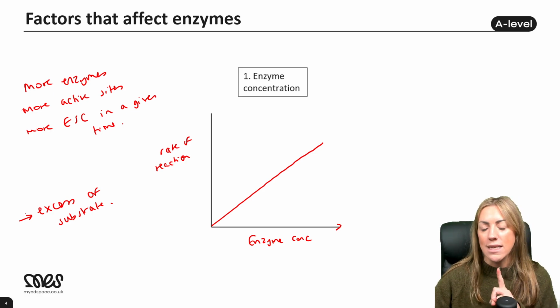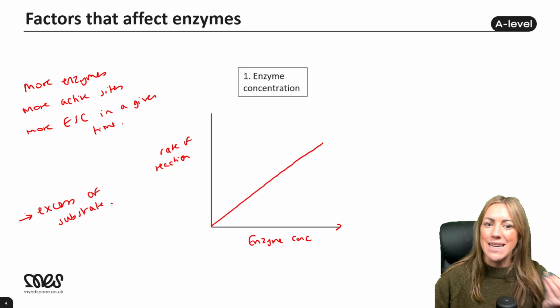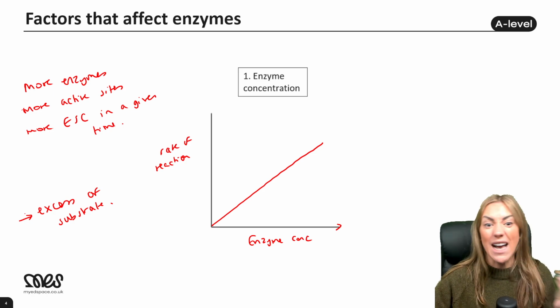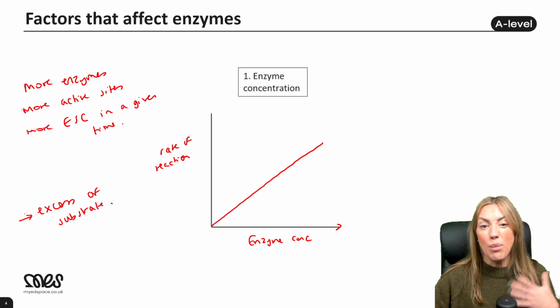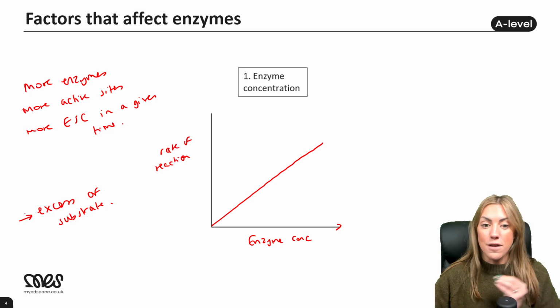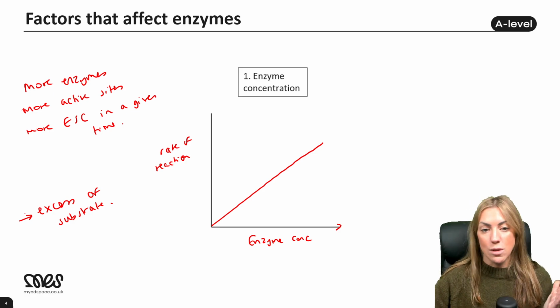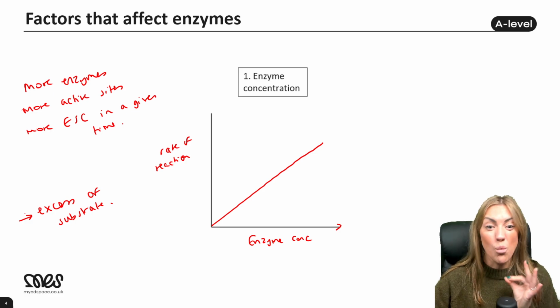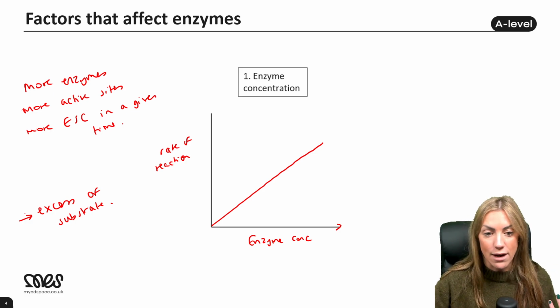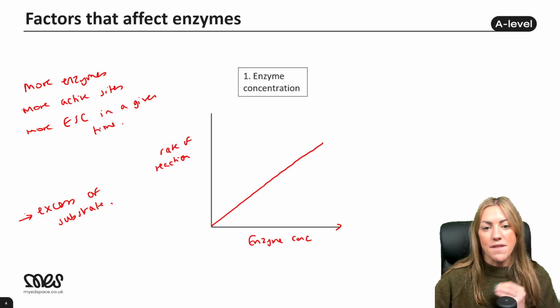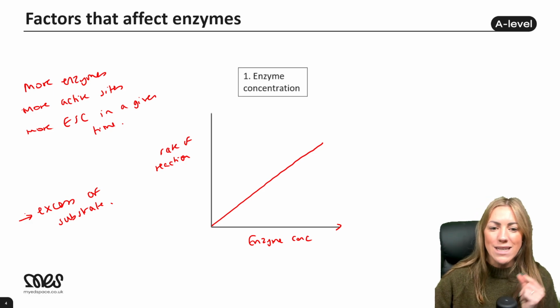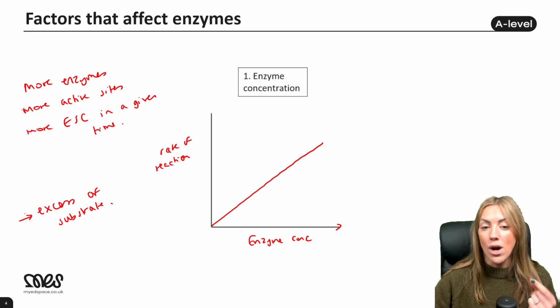So bear that in mind, because once all the substrate has been converted to product, the reaction is going to stop anyway. So there's no point keep adding more and more enzyme if you've got a limited amount of substrate. Once all the substrate has been converted to product, the reaction will stop naturally just because you've run out of substrate and it's the end of the reaction. So for this graph, I'm assuming that there is always an excess of substrate. We keep adding more and more. And in that case, the more enzymes, the faster the rate of reaction, because the more active sites are available and the more enzyme substrate complexes can be formed.